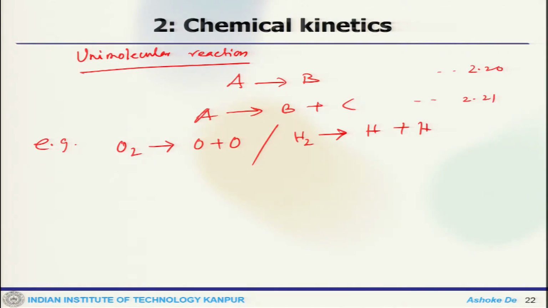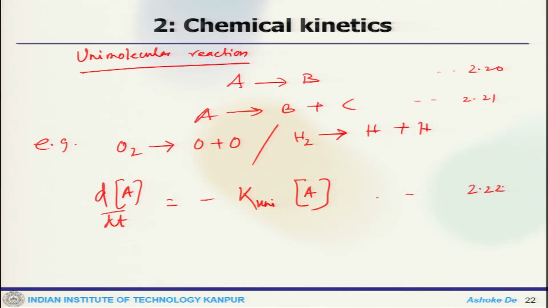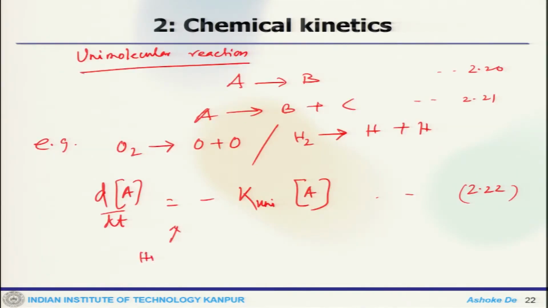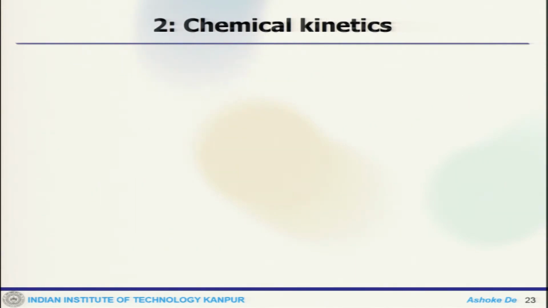For a first order reaction at high pressure, one can find out the reaction rate: dA/dt equals minus K unimolecular times A. So, that is how you estimate the reaction rate. Now, that is at high pressure. When you say that something happens at high pressure, then there must be something which happens at low pressure also.